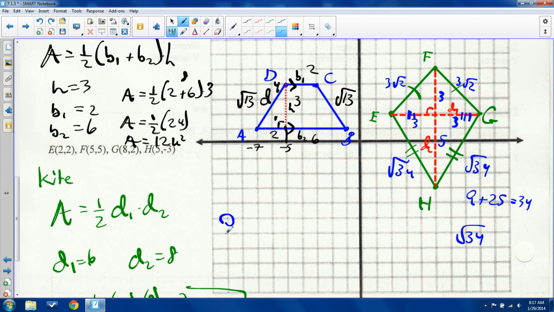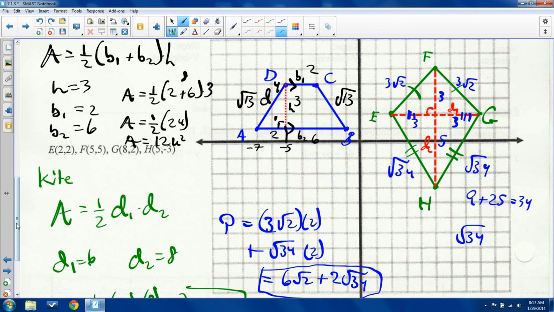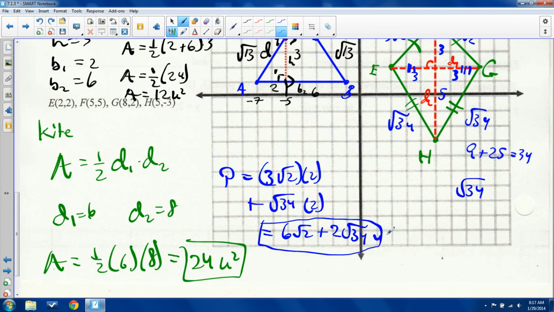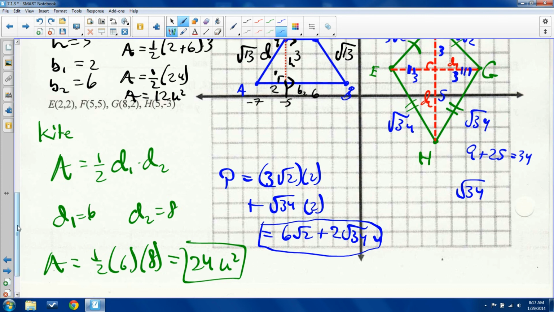So my perimeter is 3 root 2 plus 3 root 2. So 3 root 2 times 2 plus root 34 times 2, which is kind of weird. It's 6 root 2 plus 2 root 34, and I'm sure there are easier ways for me to write that. I could have written root 17 root 2. That would have been really weird. Anyway, and these are in units. So we might want to make these decimals in class until we start simplifying these. I just don't have a calculator in front of me, so I can't do it right now. Okay? But there's the perimeter of my kite.